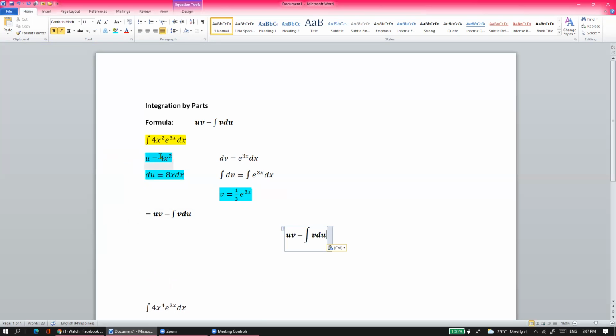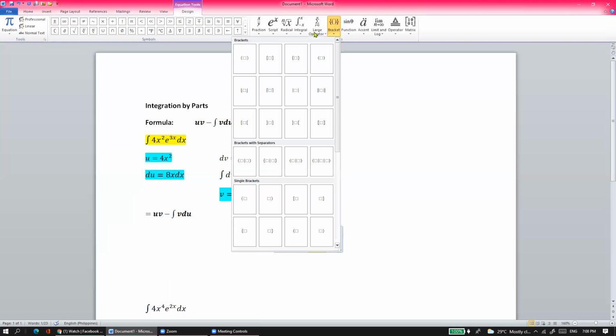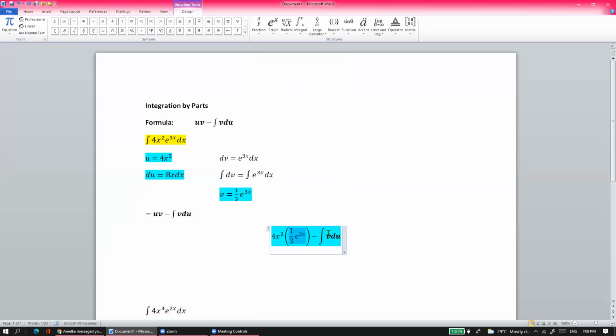So, yung u natin is 4x squared. So, substitution tayo sa u. Ang u dito is magiging 4x squared na lang. And that's it. And then yung v, papalitan natin ng 1/3 e to the 3x. So, copy-paste ko lang. Dito. Yan. And then, lagyan ko lang ng parenthesis para kay v. And then, coming up next, minus the integral of v du.